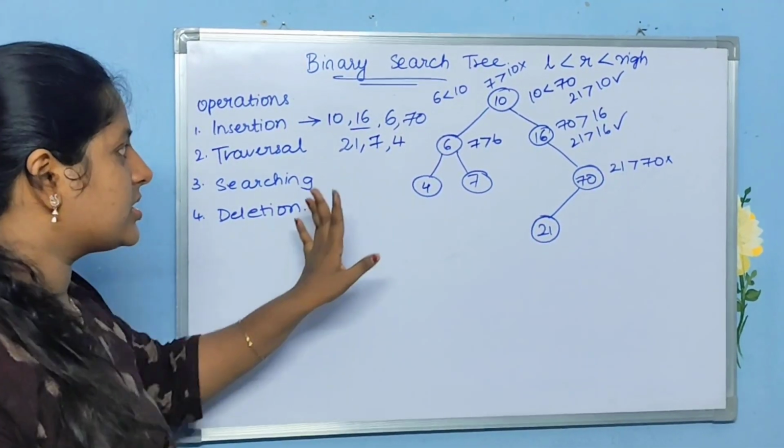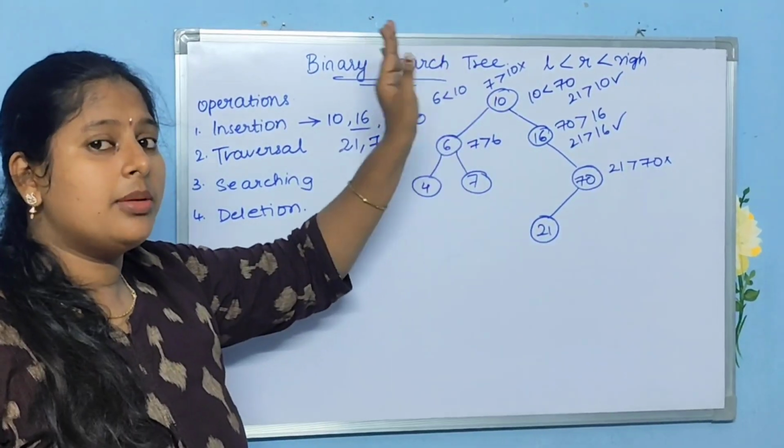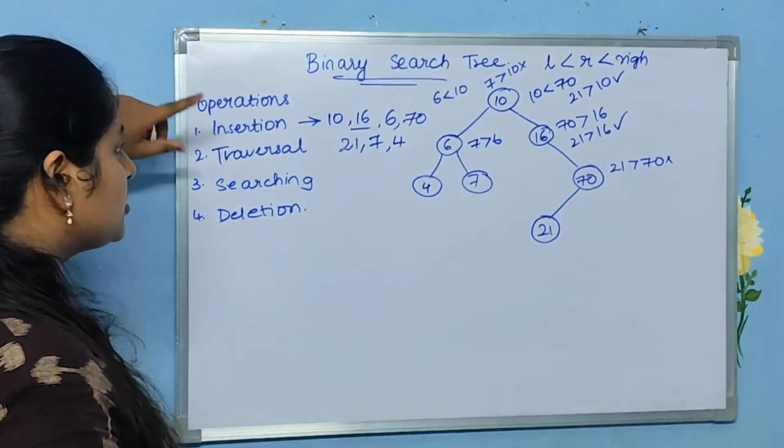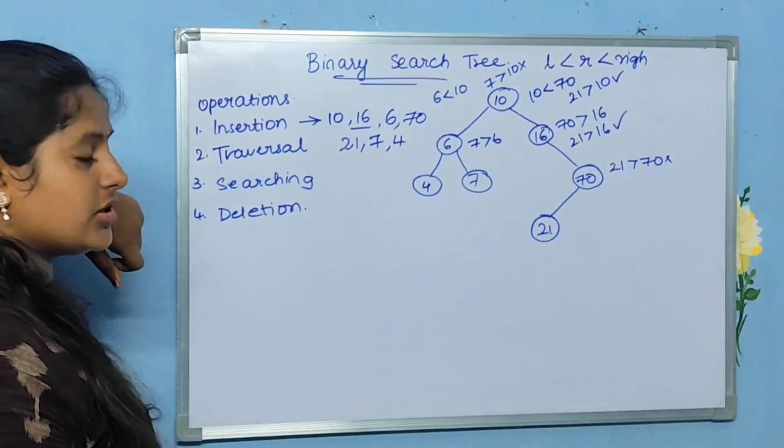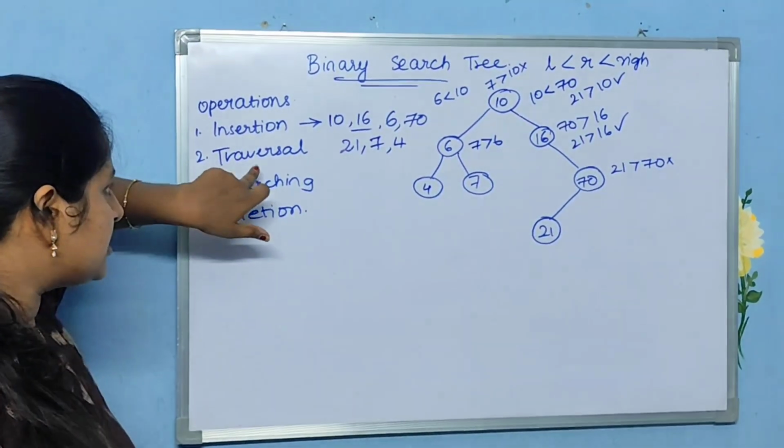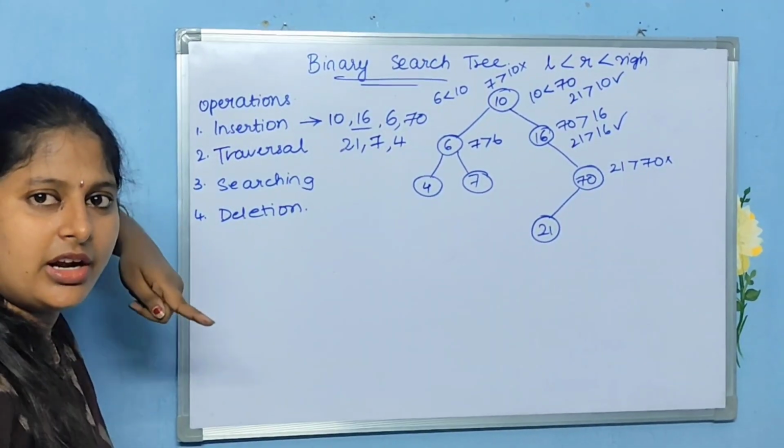Okay, so this is how you insert elements in a binary search tree. Next one is insert. The next one to insertion is traversal. You have already done traversal.